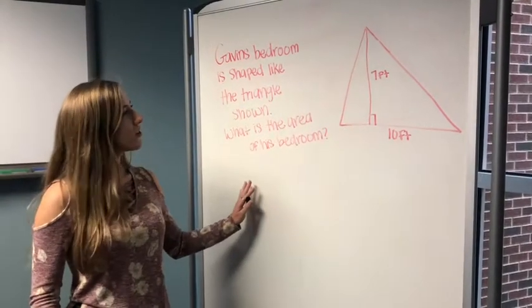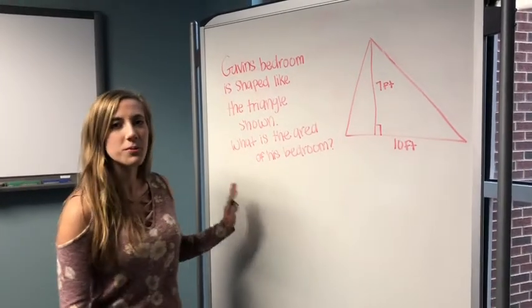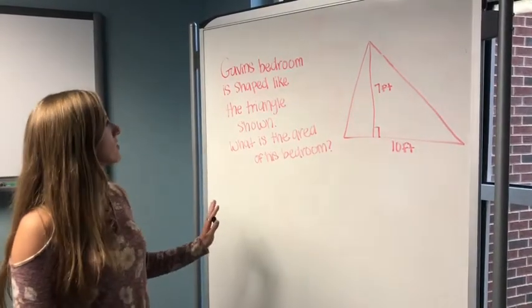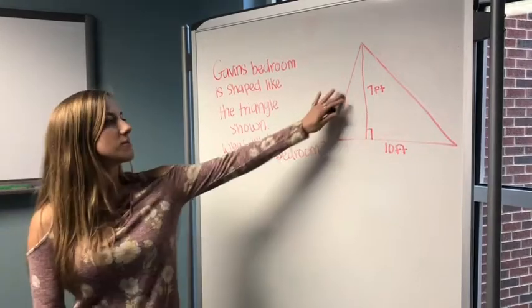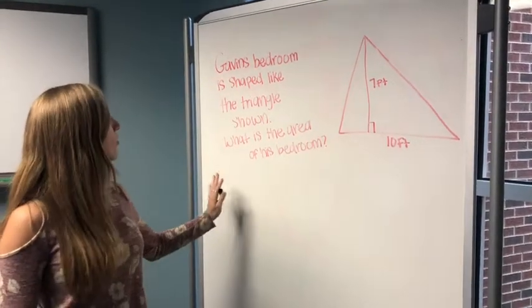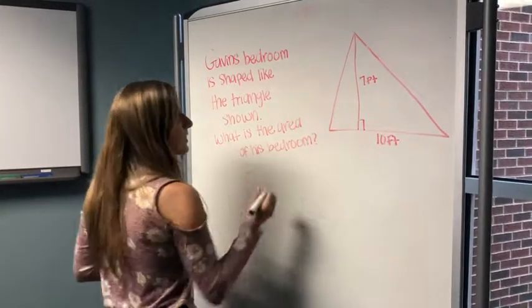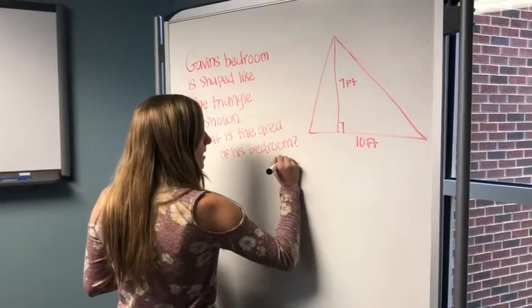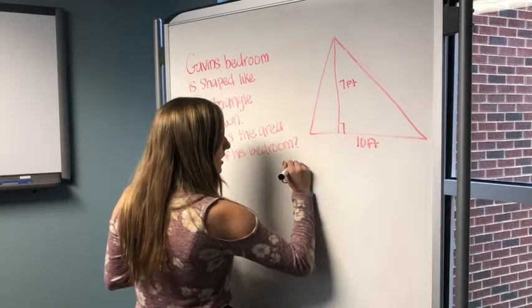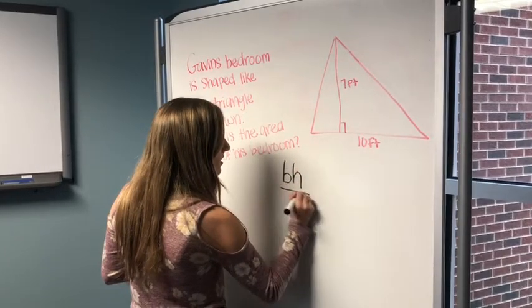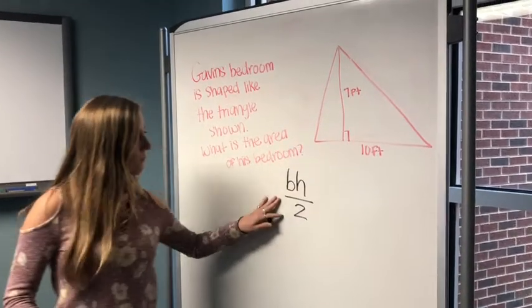So today I'm going to start you off with a triangle word problem. So this one says, Gavin's bedroom is shaped like the triangle that is shown, which we have over here. What is the area of his bedroom? So we're going to write our triangle area formula, which is base times height divided by 2.